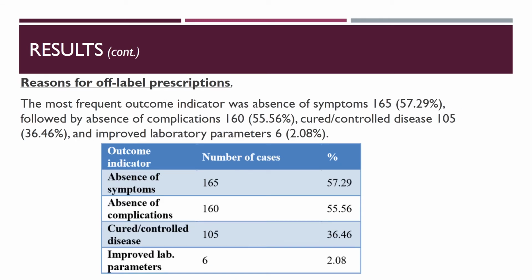The reasons for the off-label medication were the absence of symptoms, followed by the absence of complication, cured or controlled disease, and improved laboratory parameter, which are the indications behind this off-label prescription.